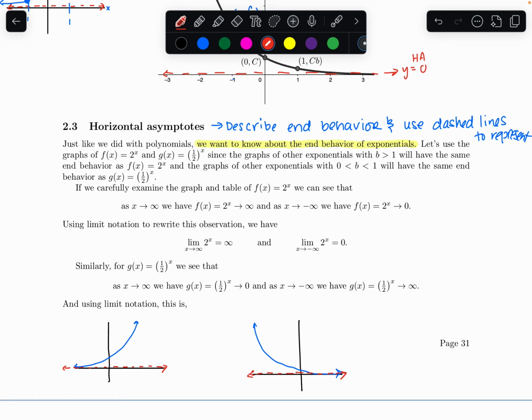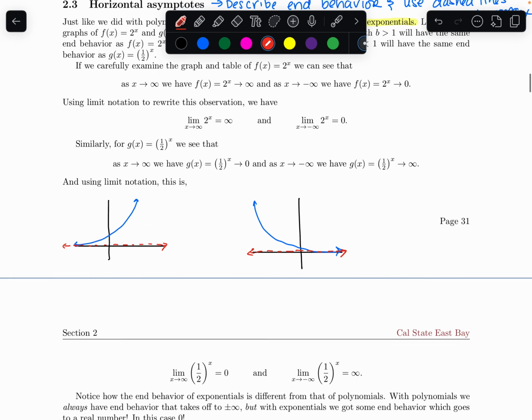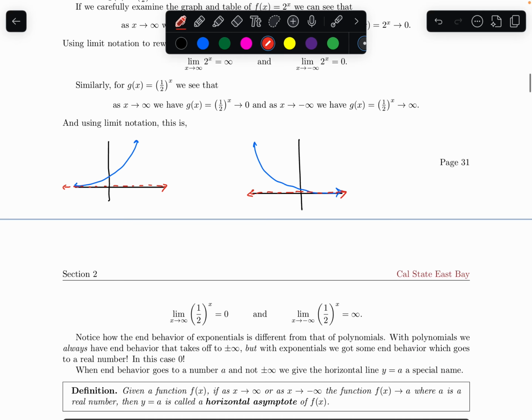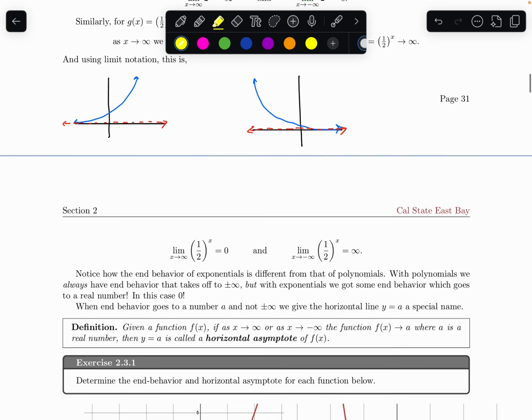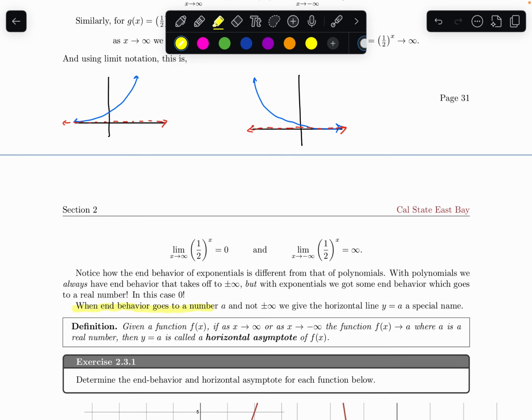But more so, exponentials are not the only functions that exist that have horizontal asymptotes. Many other functions exist also that have horizontal asymptotes. The key definition for a horizontal asymptote, whether it exists, is when the end behavior goes to a number and not positive or negative infinity, we have a horizontal asymptote at that value.